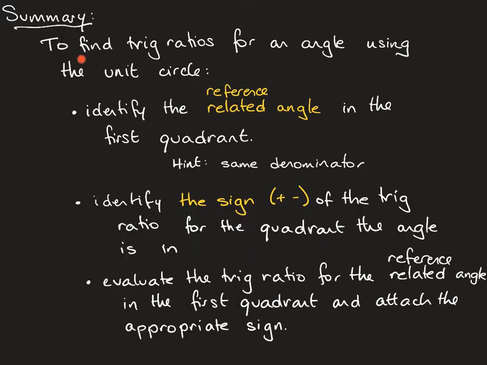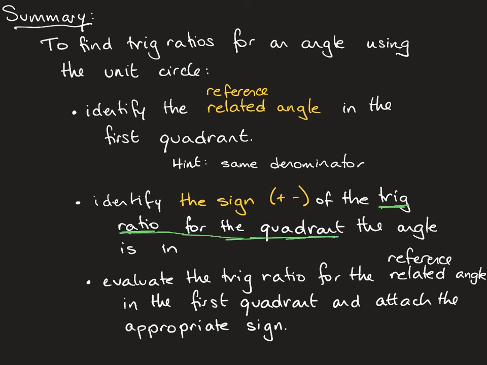So, in summary, to find the trig ratios for an angle using the unit circle, there's three things that you need to do. Now, the first two dot points you can do in a different order, but both of them need to be done. One of the things that needs to be done is you need to identify the reference angle or the related angle in the first quadrant. And as a hint, it'll have the same denominator as the angle that you're working with. And then secondly, you need to identify the sign, positive or negative, for the trig ratio. Not the angle or anything, but whether the trig ratio is positive or negative for that quadrant.